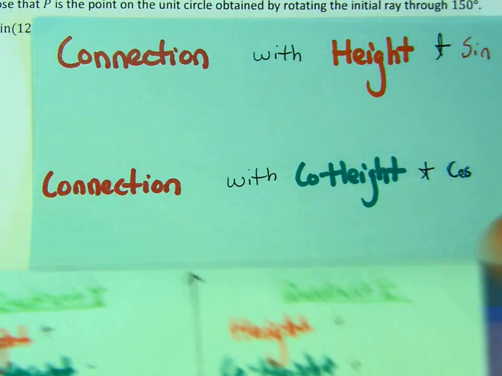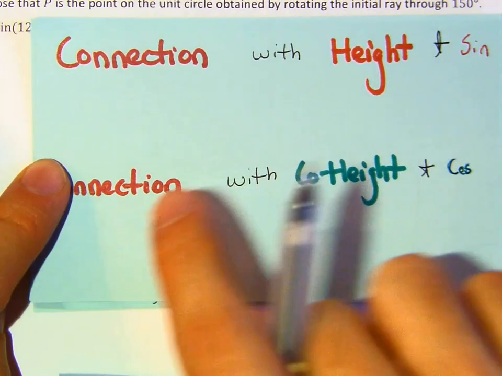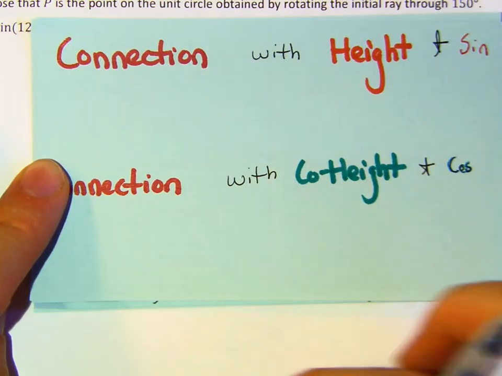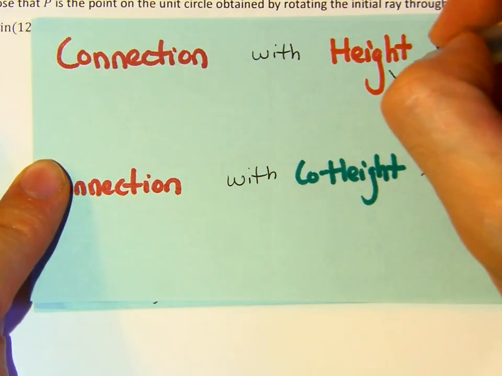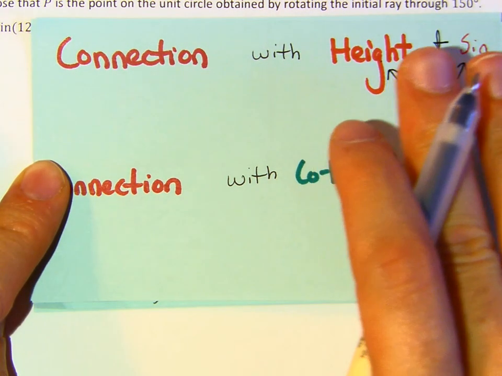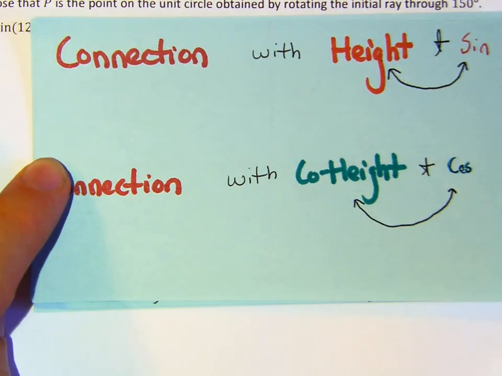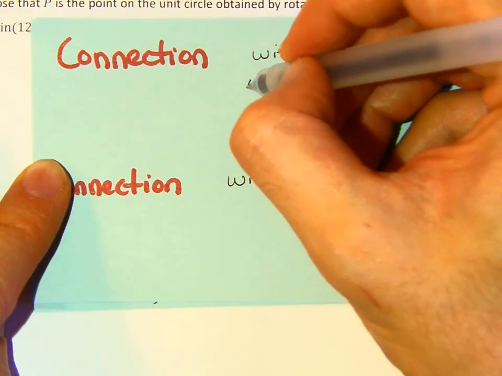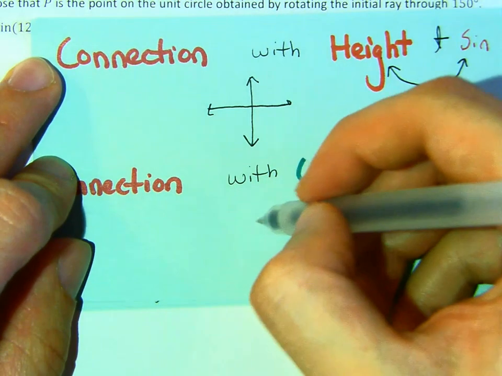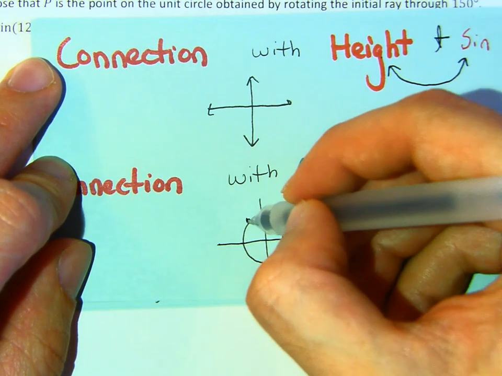Here, there is a connection between height and sine and a connection with coheight and cosine. The idea is height and sine will be the same idea, and coheight and cosine will be the same idea. Because let's say if I have a circle here, right? Let me try over here. Let's say if I have a circle and I have this point over here.